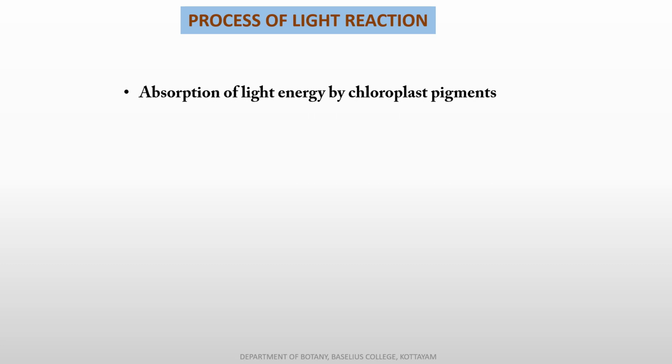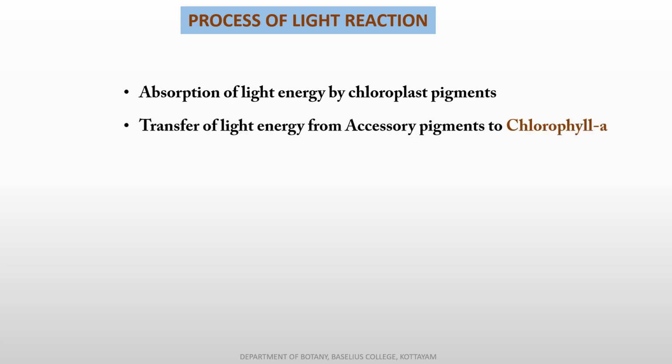But the point is, only chlorophyll A acts as the reaction center, and all other pigments other than chlorophyll A are antenna pigments or accessory pigments. So the first step is absorption of light energy by all these pigments, whether it is a reaction center or antenna pigments. All pigments absorb light energy in their own particular wavelength of light. So that is the first step in light reaction.